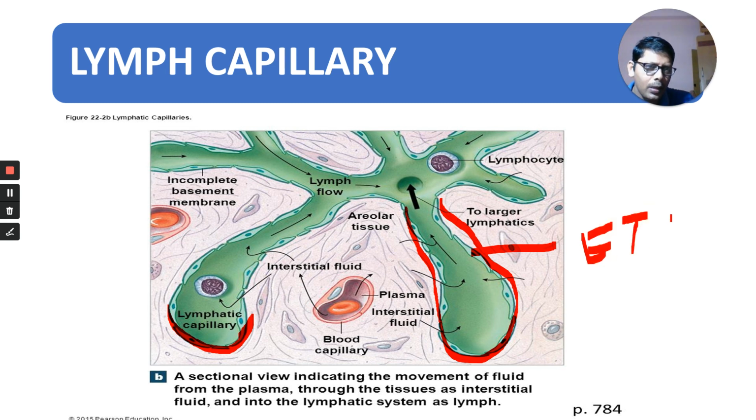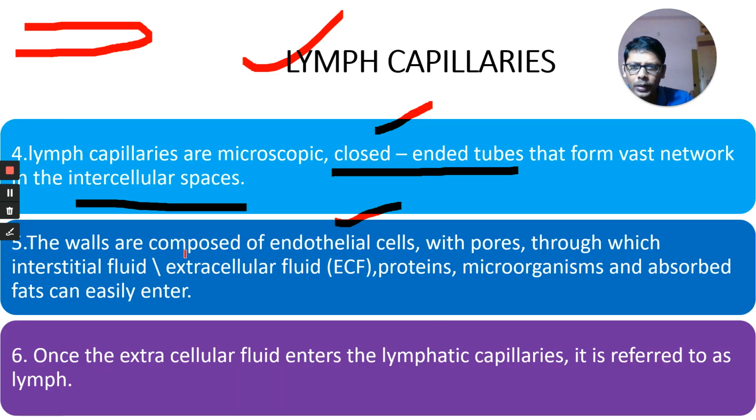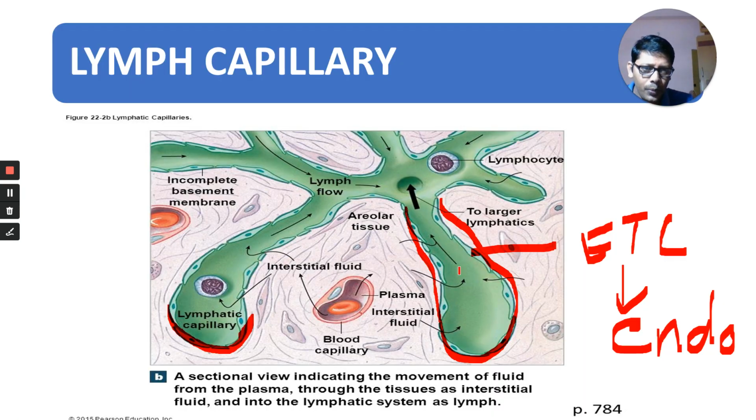Endothelium is simple squamous epithelium present in the lymph capillaries, and in blood capillaries and blood vessels, that is called endothelium. Endothelium is derived from the endoderm, the embryonic germ layer. The walls are composed of endothelial cells, and very important, endothelial cells with pores.